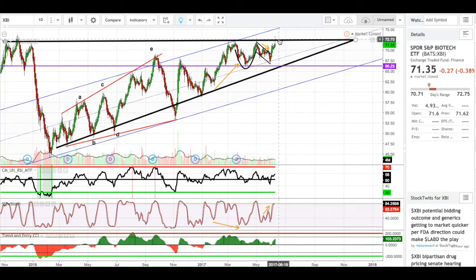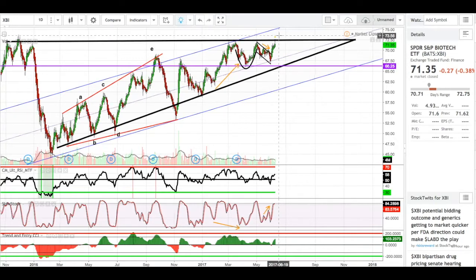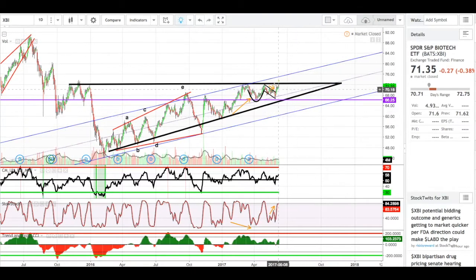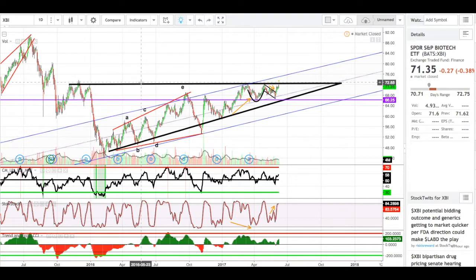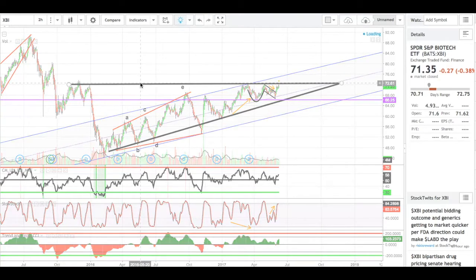Now, your cup and handle pattern is a very bullish pattern, and being that this is on the daily scale, that would probably give us strength to break up above this hard resistance zone that I have drawn here. And if we get up above this point, that is a very positive outlook for biotech as a sector. So getting into a smaller time frame, let's go from the daily to the 2 hour.